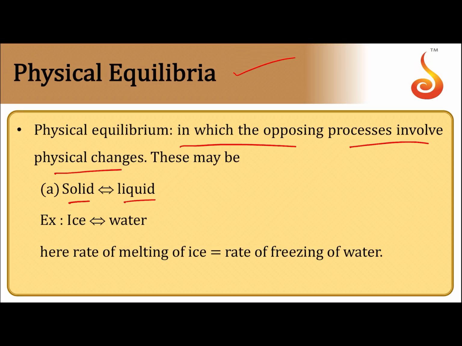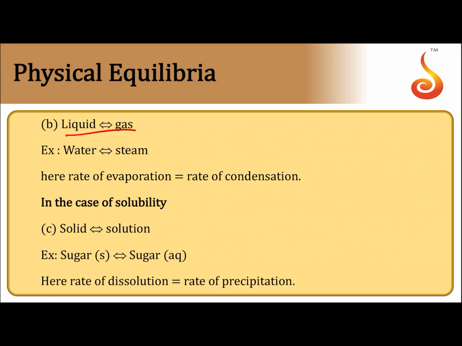For example, solid to liquid, something like ice to water. Here, the rate of melting of ice must be equal to the rate of freezing of water. When both the rates are equal, we can say it is a physical equilibrium between the solid and the liquid. Then comes gas to liquid, where we can take water and steam. Here the rate of evaporation of water must be equal to the rate of condensation of steam. Then we can say both of them are in equilibrium. That is also said to be in physical equilibrium because we can see only the change in the physical state, that is, the liquid is changing into gaseous state, and again gas becomes liquid state.